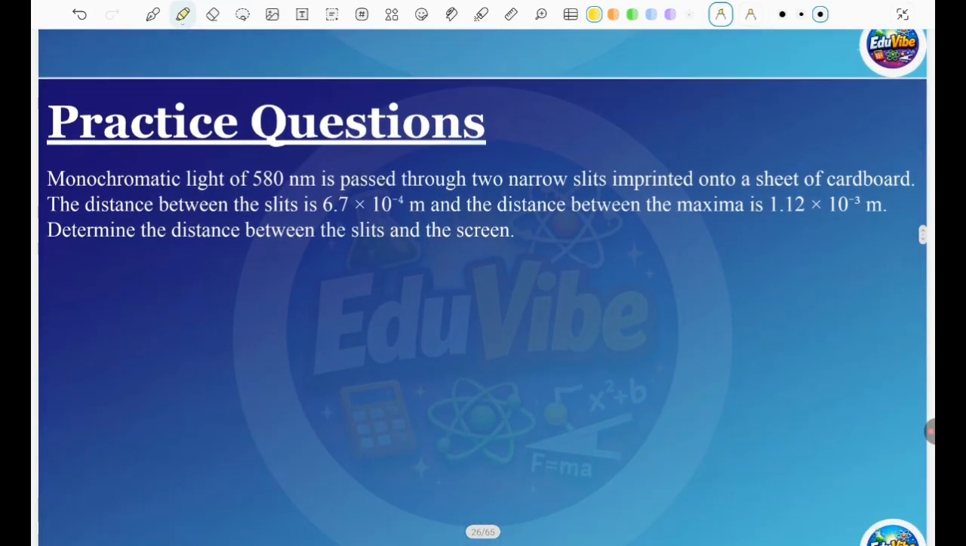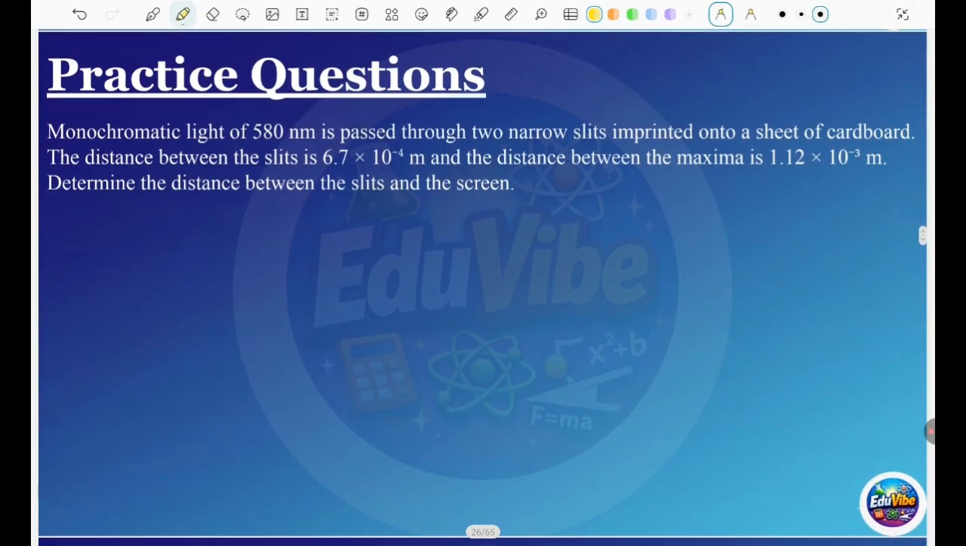So let's move on to the next question we have, from the small angle approximation, I think. Monochromatic light of 580 nanometers is passed through two narrow slits imprinted onto a sheet of cardboard. The distance between the slits is 6.7 into 10 raised to minus 4 meters. The distance between the maxima is 1.12 into 10 raised to minus 3 meters. Determine the distance between the slits and the screen.